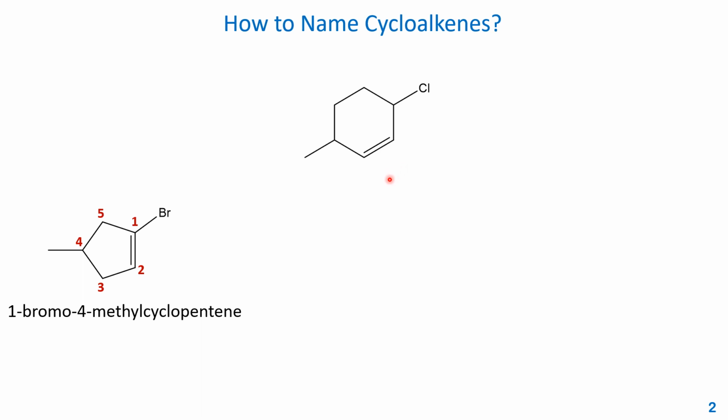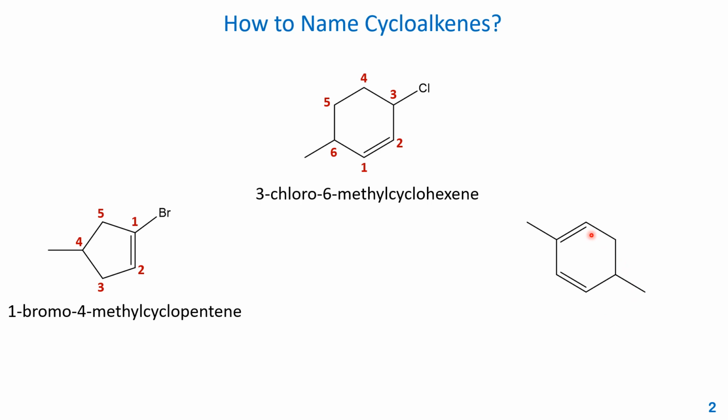Again, use the alphabetical order, chloro, methyl. So we want the chloro to have a lower number. So that will be 1, 2, 3, then 4, 5, 6. Methyl will be 6. So the name will be 3-chloro-6-methylcyclohexene.